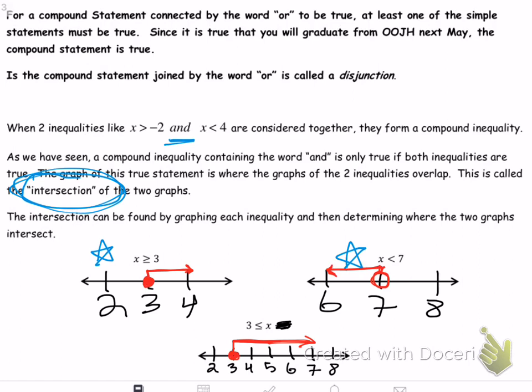Now I want you to cover up the left side and uncover the right side. Then we have x is less than 7, just like the graph we had previously. Since it's not equal to, it's an open circle, and then we're going to shade it to the left. Notice that there is an overlap in the middle here. This right here is the overlap. This is considered an AND statement.